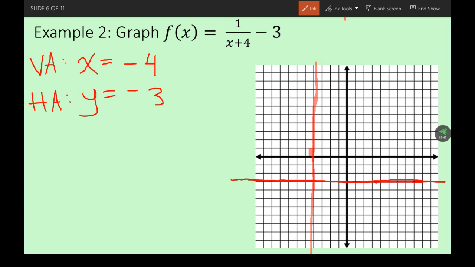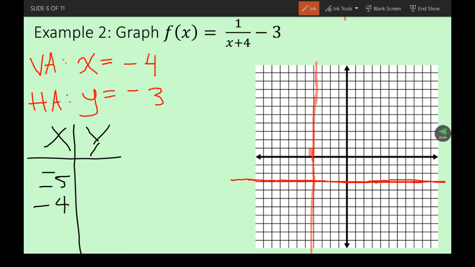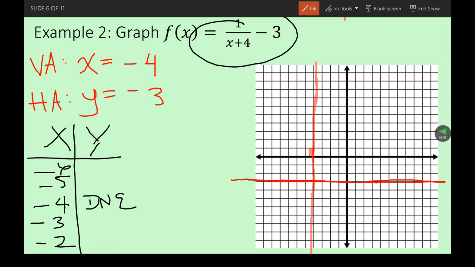All right, so then step 2, let's make a little xy table and pick some smart values. Probably the middle number I'm going to pick for x is negative 4, and then just pick a couple on each side. You're free to use a calculator to plug it back into your equation up here if you want. I know when I plug in negative 4, that does not exist. If I plug in negative 3, I get 1 minus 3 is negative 2. If I plug in negative 2, I get a half minus 3, which is negative 2.5. If I plug in negative 5, I get negative 1 minus 3 is negative 4. Plug in negative 6, I get negative 3.5. Nope, 4.5. Sorry about that.